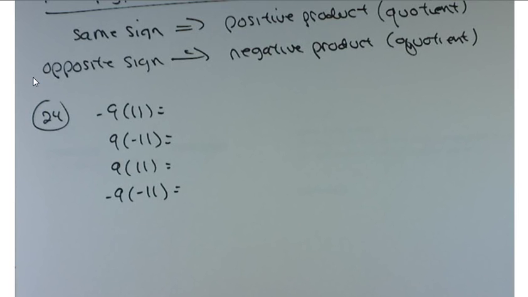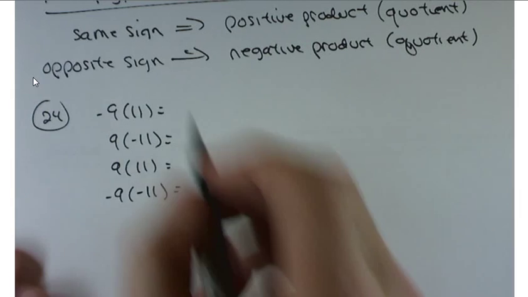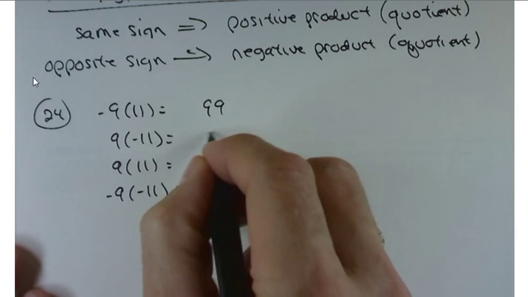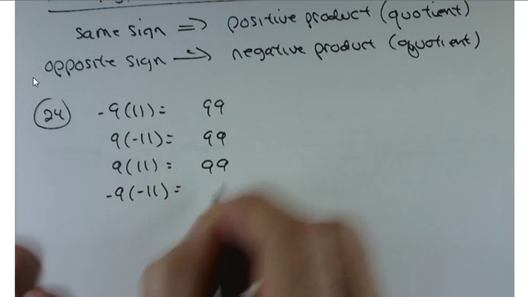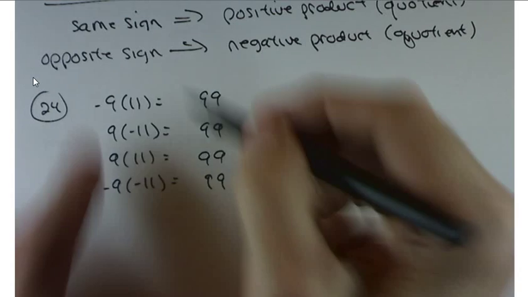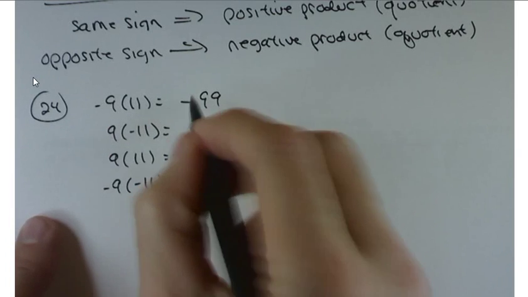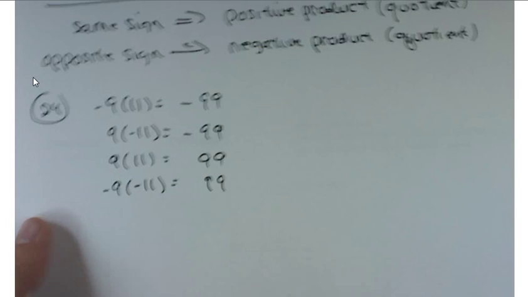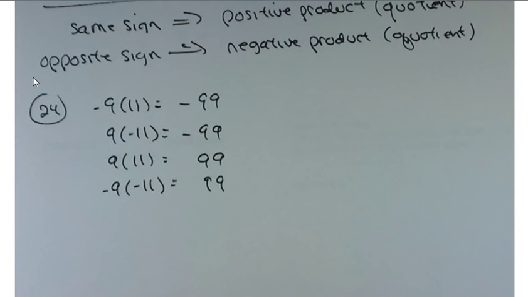And let's see. So 9 times 11 is 99. So let me write 99 for all of these. I want you to tell me positive or negative. So let's just run through this. First one. Second one. Third one. Fourth one. Positive. So negative, negative, positive, positive. Good deal.